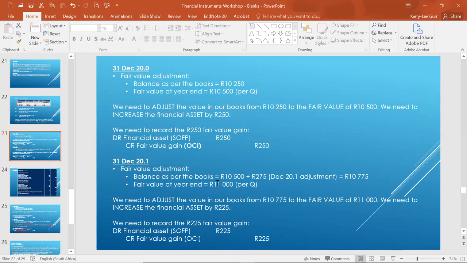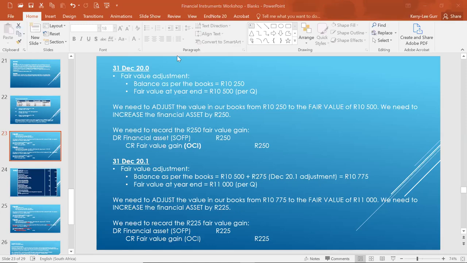And that then means we have another gain. So to increase our financial asset value from 10,775 to 11,000 Rand, we need to increase our financial asset by a value of 225 Rand. How are we going to increase an asset? We must debit our financial asset SOFP with 225 Rand and credit our fair value gain OCI with 225 Rand.